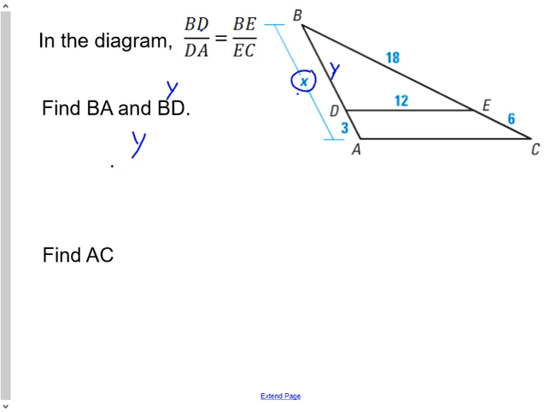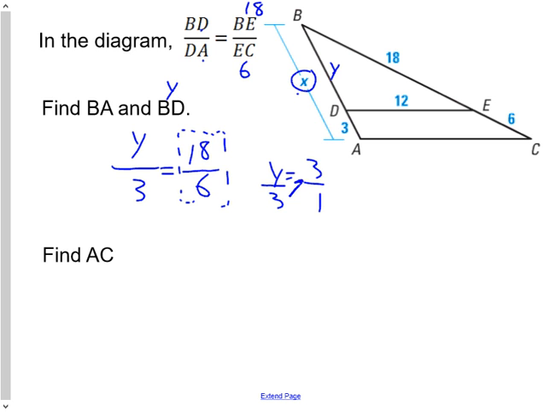So we've got y over DA, which is 3, equals BE, which is 18, over EC, which is 6. Right? Now cross multiply. And again, technically right here, even though we're generally dealing with ratios, that can simplify to 3 over 1. So y over 3 equals 3 over 1. And then when we cross multiply, 3 times 3 gives us 9. And since we're solving for a variable, 9 divided by 1 is 9, and y equals 9, which is BD.